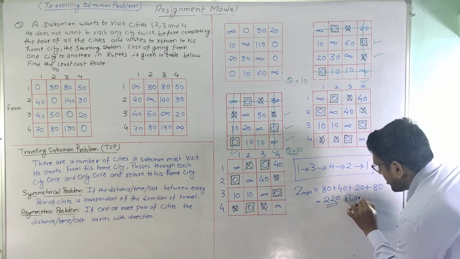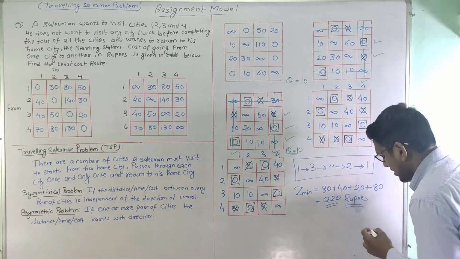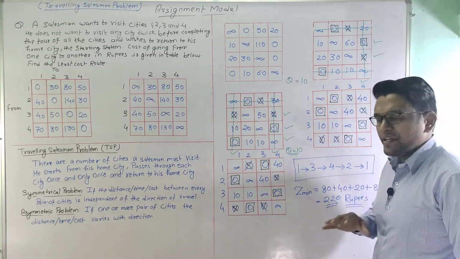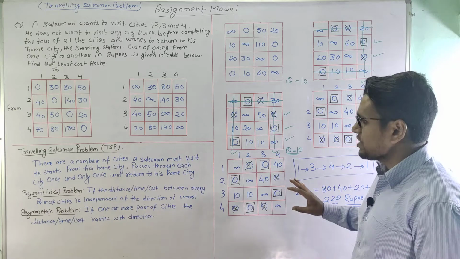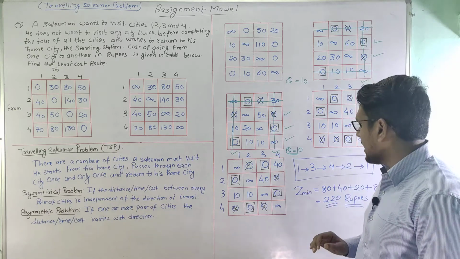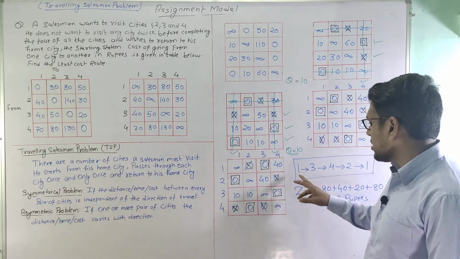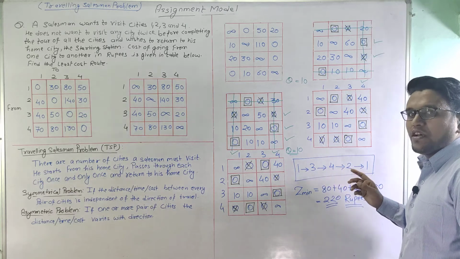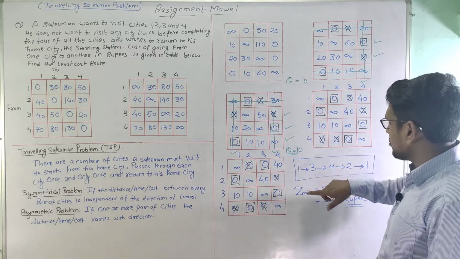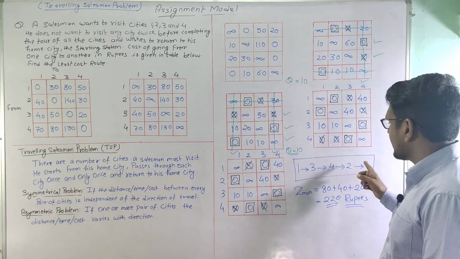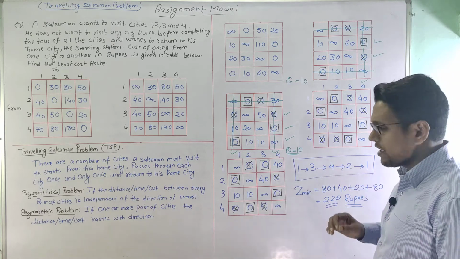So we can see that to solve the traveling salesman problem we need to satisfy certain conditions, which is that the salesman must visit each city once and only once, and it should come back to the original city or the starting city where it started.